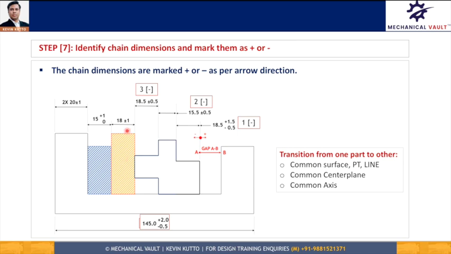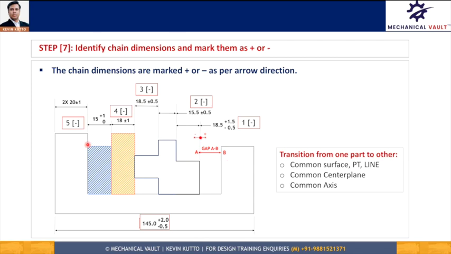In the yellow part, the next contribution is 18 plus minus 1, which will help me to reach the next common surface, and from there I can jump to the next part. So that is my fourth contributor. Again, it is negative as per the sign convention. Now from here, I have to move to the next common surface, and the dimension here is 15, 0 plus 1, and that is my fifth contributor. Again, it is minus.